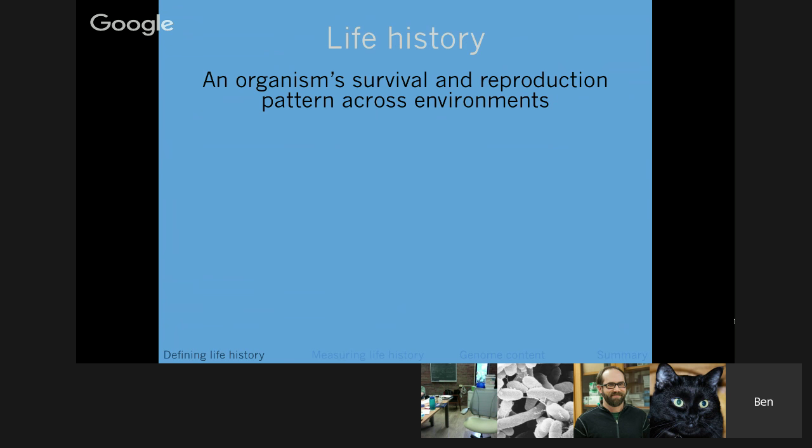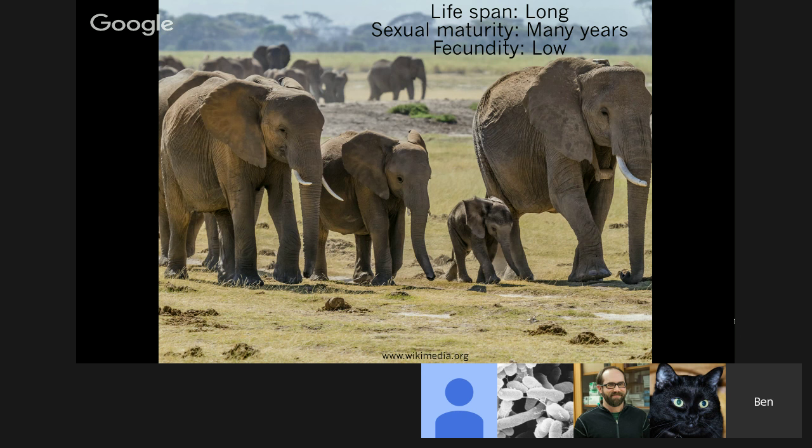An organism's life history is simply its pattern of survival and reproduction across the environments it inhabits. One example of differences in life history could be seen in mammals, which a lot of people know and have a kind of innate understanding of.